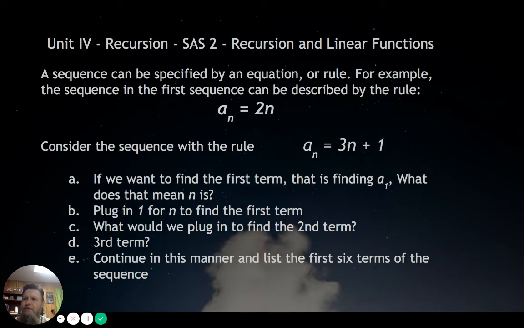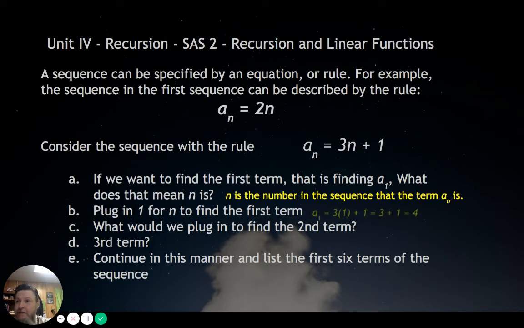How about this sequence with the rule A subscript n equals 3n plus 1? If we want to find the first term, that is finding A subscript 1, what does that mean n is? Well, if you're putting subscript 1 where the subscript n is, that means n in the function has to also be 1. So A subscript 1 would be 3 times 1 plus 1, or 3 plus 1, or 4. Plug 1 in. Now, that's exactly what we're doing here. n is the number in the sequence. That is the term A subscript n is. A subscript 1 equals 3 times 1 plus 1, or 3 plus 1, which equals 4.